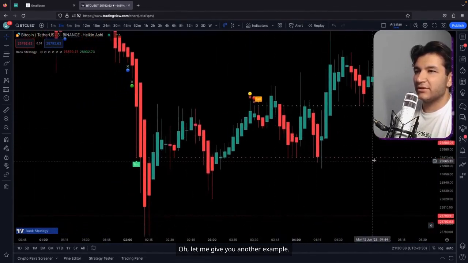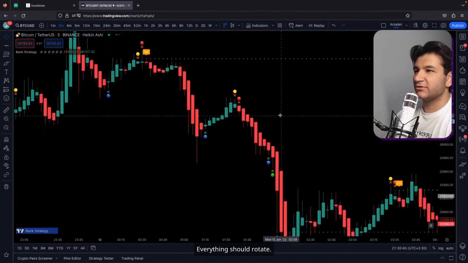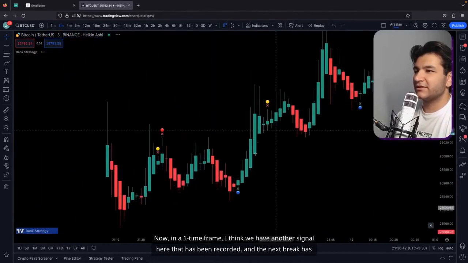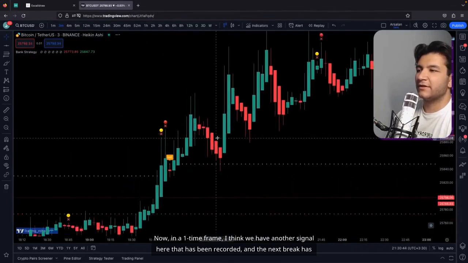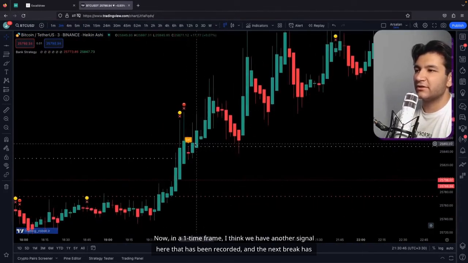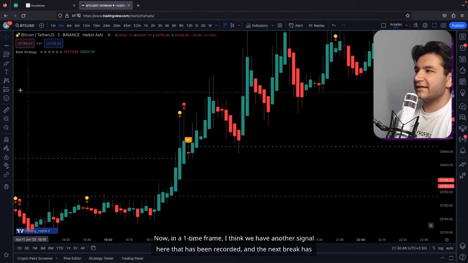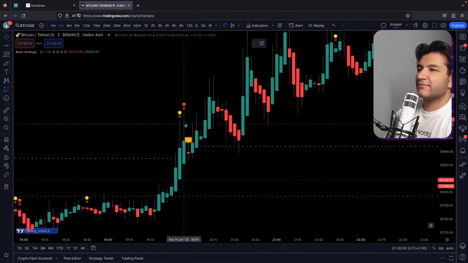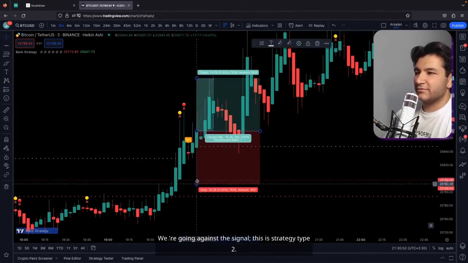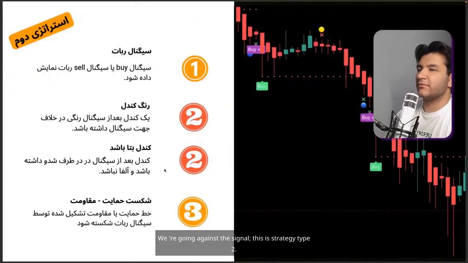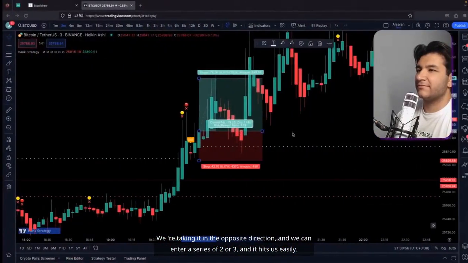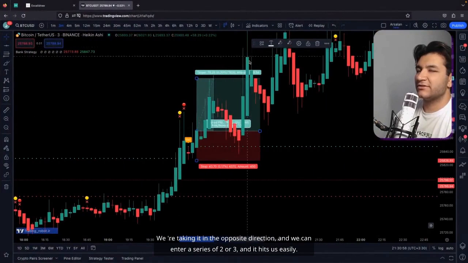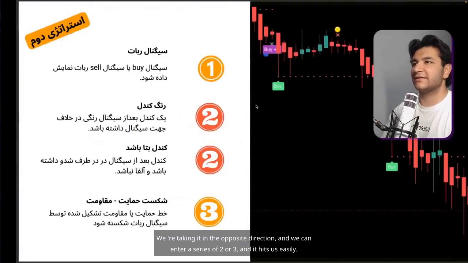Oh, let me give you another example. Everything should rotate. Now, in a 1 time frame, I think we have another signal here that has been recorded, and the next break has happened. We're going against the signal. This is strategy type 2. We're taking it in the opposite direction. And we can enter a series of 2 or 3, and it hits us easily.